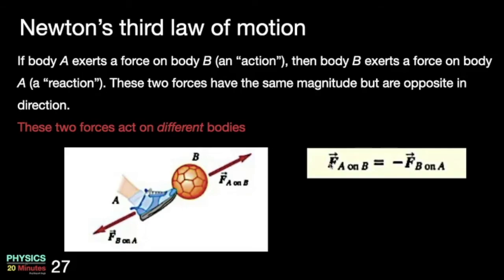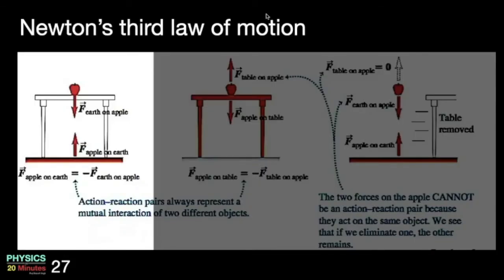So we can write in vector form F A on B is equal to minus vector F B on A. The minus sign shows that the forces are opposite. The equal sign shows that the forces are equal in magnitude. So let's take some examples of Newton's third law of motion.